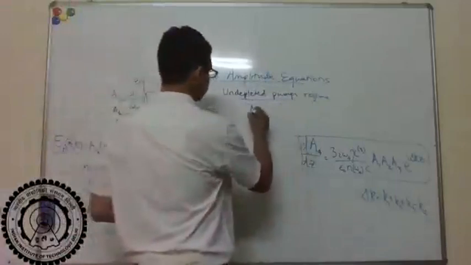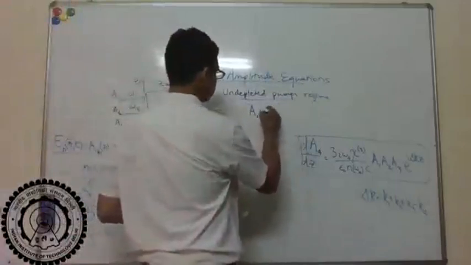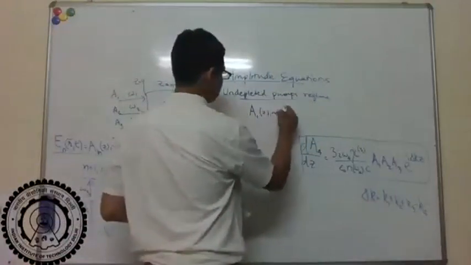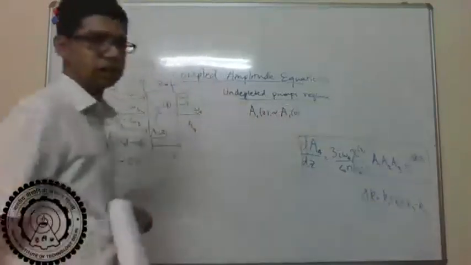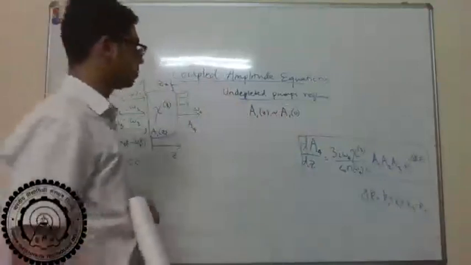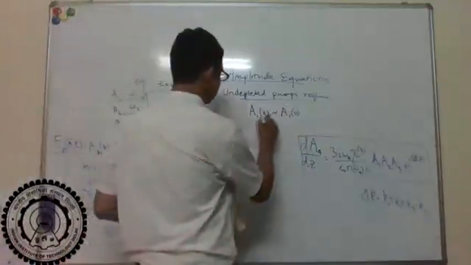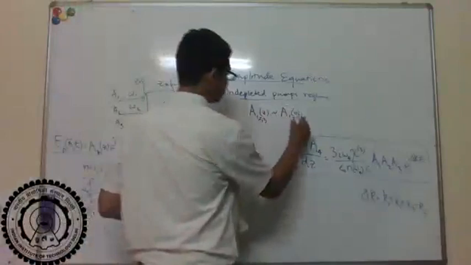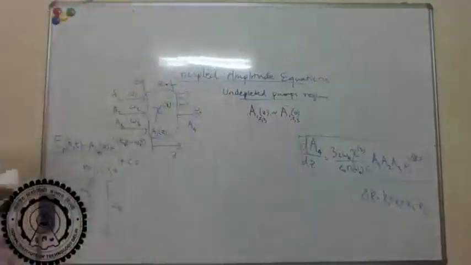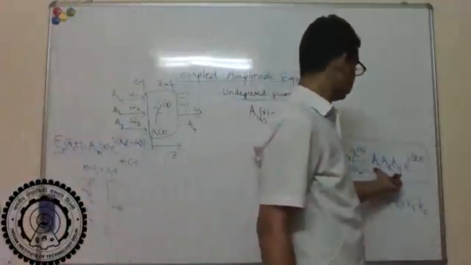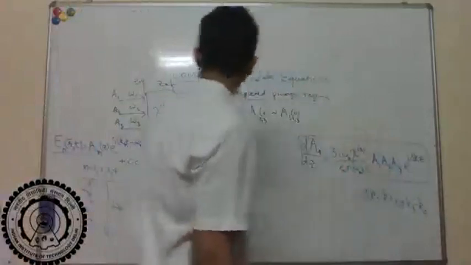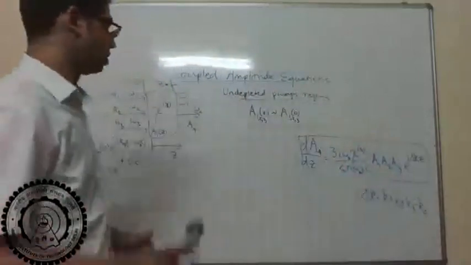So we are saying A1 at Z is basically just A1 at 0. It's not getting depleted much. Similarly, A2, A3. Right, so we are saying basically A1, A2, A3 are not a function of Z anymore. So they're just constants, which are sort of the input amplitudes.